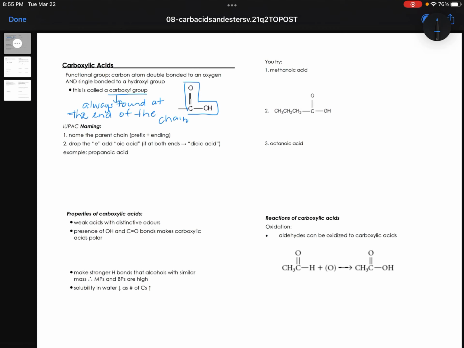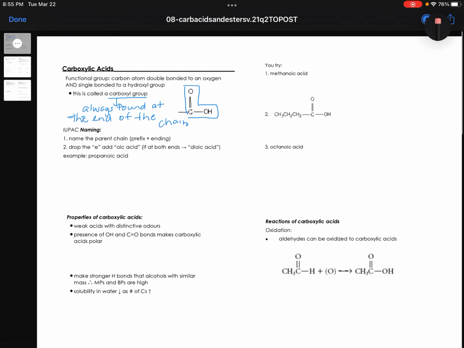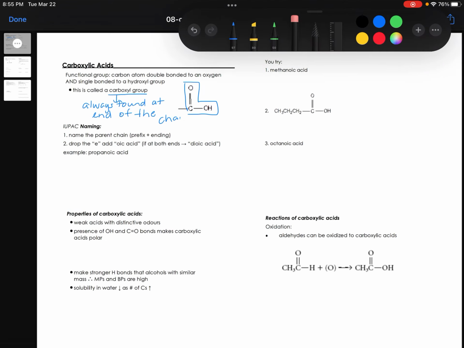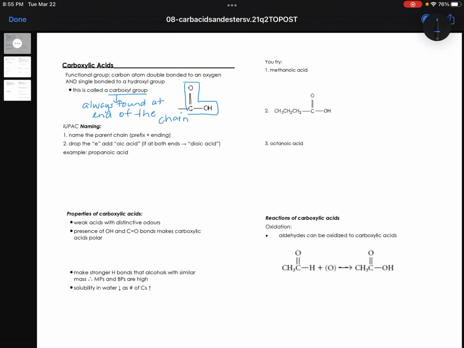So similar to an aldehyde, this functional group, carboxyl, is going to be considered to be on carbon number 1. So you can see in the examples here, propanoic acid, methanoic acid, octanoic acid, they don't have ones in front of them. Same thing with an aldehyde. You can write the one, you don't have to write the one because it's understood to be at the end.